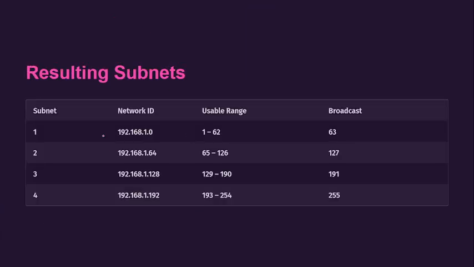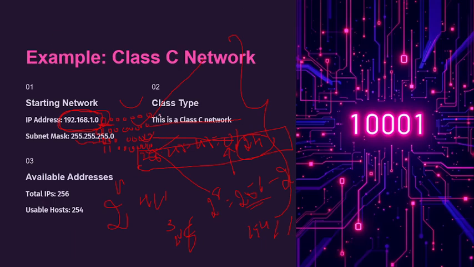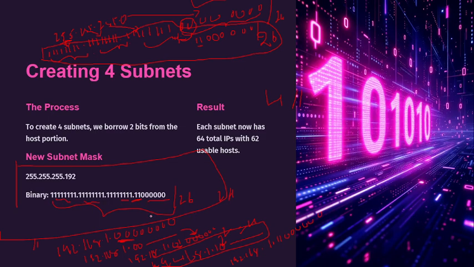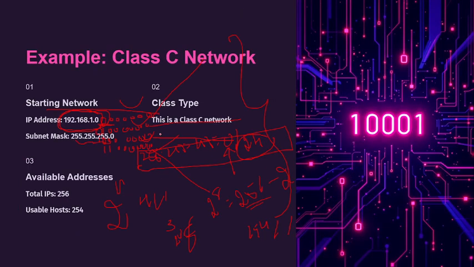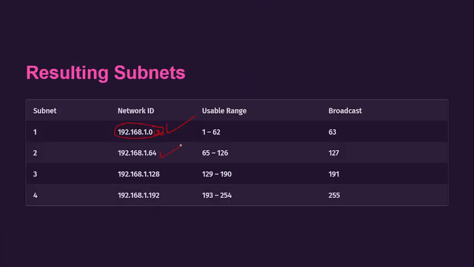So here is one small resulting subnetwork. As I told you, 192.168.1.0 is the subnetwork ID. All zeros will be there. This first value here is what I have written now. The first network ID is this one. The second network ID is this one, 01. And 10 is this one. And 11 is this one.